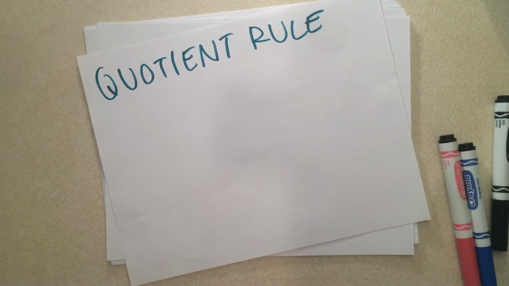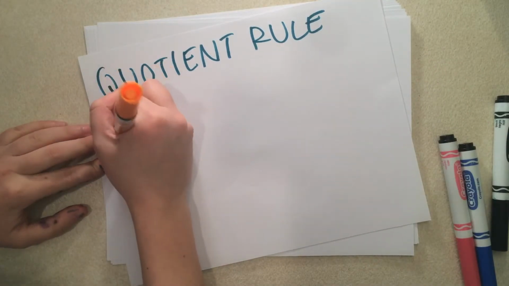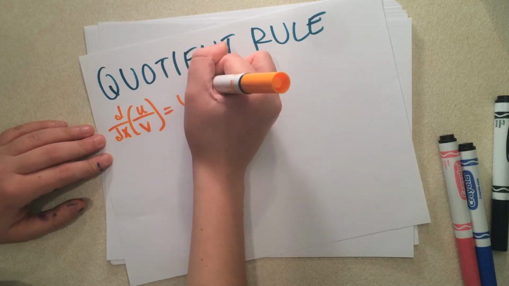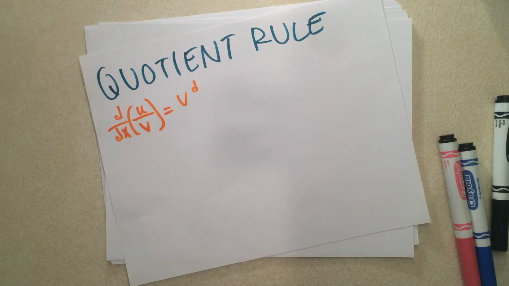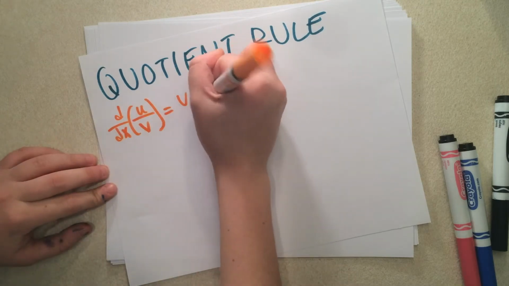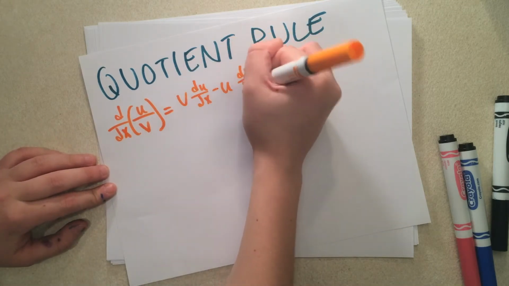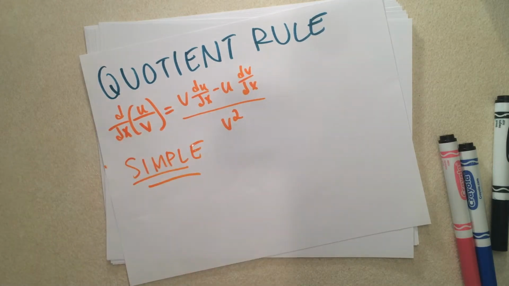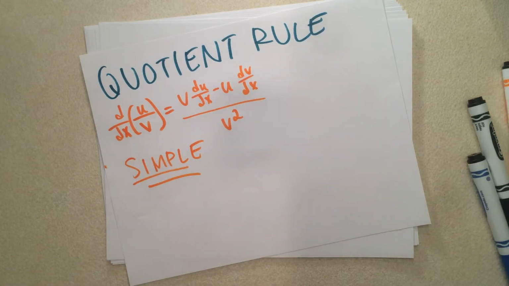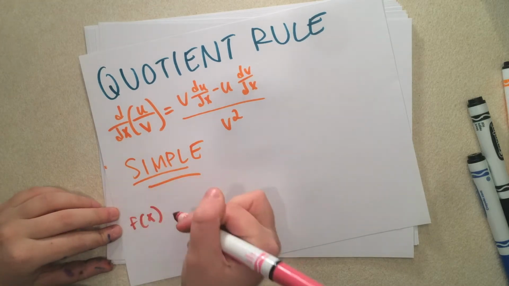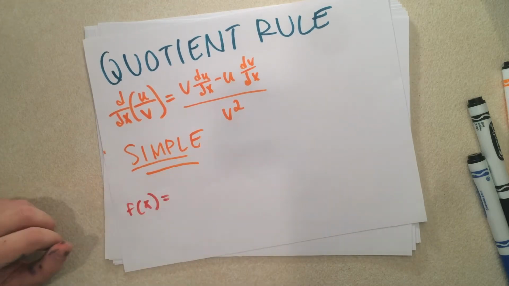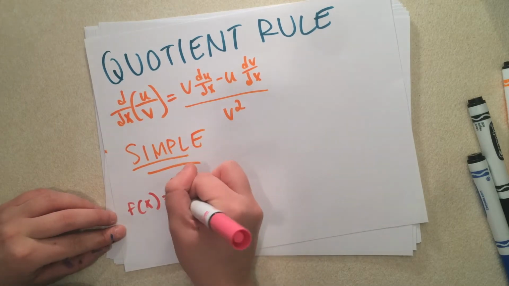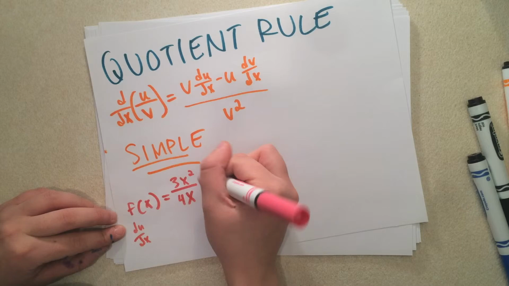The quotient rule is a bit more complicated, not hugely so. Again, just denoting the derivative by d over dx of u over v. And the quotient rule starts with v times the derivative of u minus u times the derivative of v all over v squared. So in the spirit of keeping things simple, I'm just gonna lay down a function with some pretty simple numerator and a denominator.